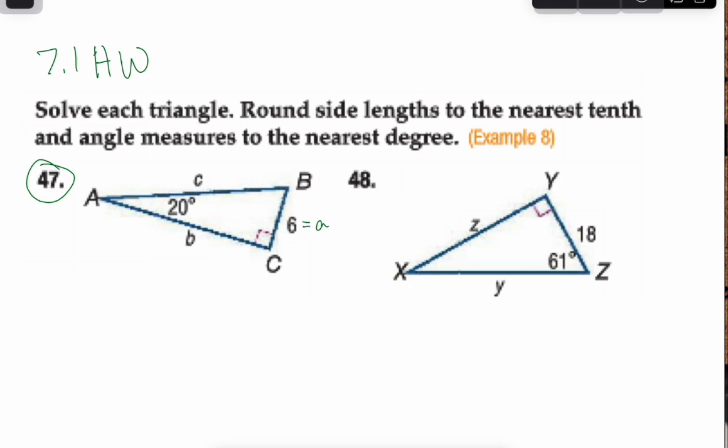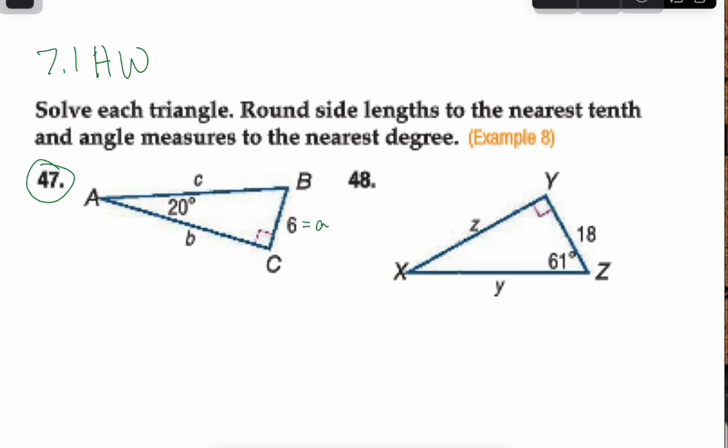Now for a right triangle, we have 3 things that we know about it. The angles always add up to 180. We know we can use the Pythagorean theorem. We know we can use any of our trig functions. So we have 3 tools that we can use for a right triangle.